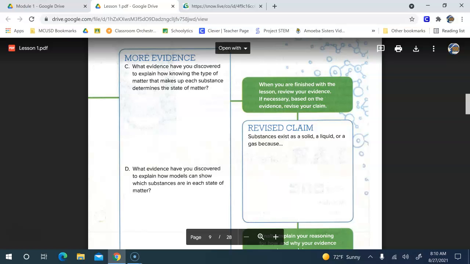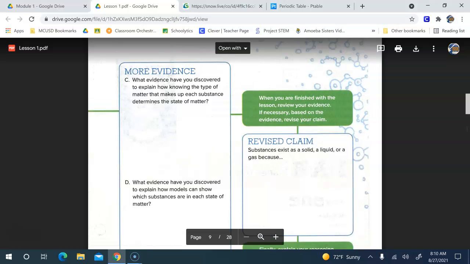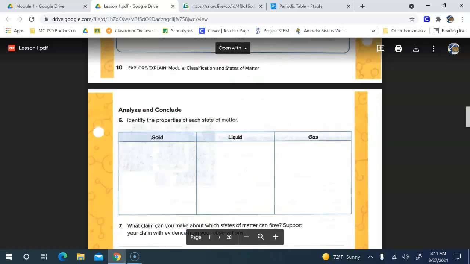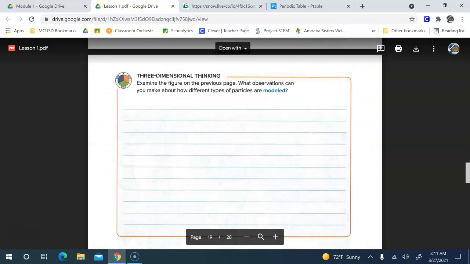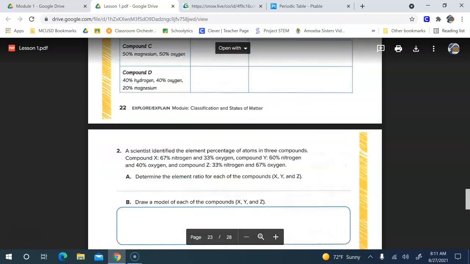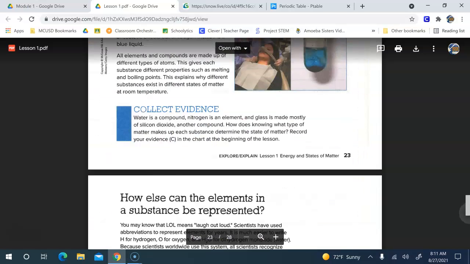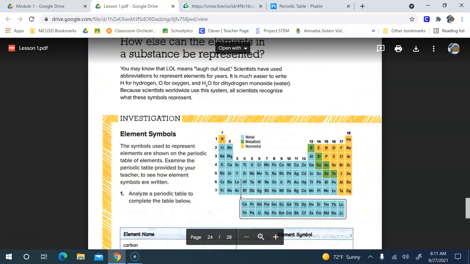So you have that. So you can put that in there. We're not going to look at D until tomorrow. Okay, now we're going to get back down to page 23. And we'll move on to 24.